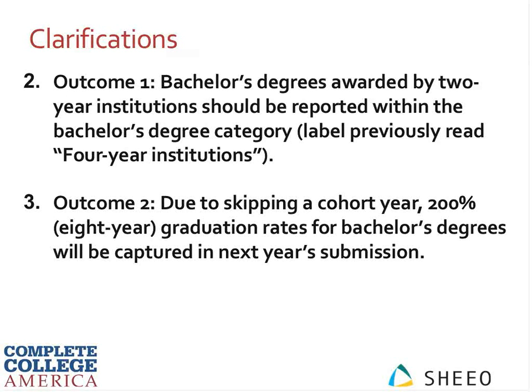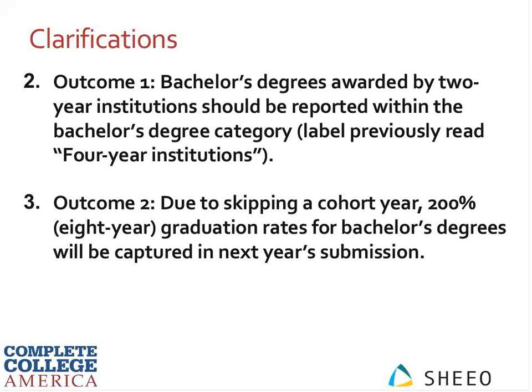Most of the rest of the changes are by way of clarification rather than anything big. The first one, for instance, is quite small. In the Outcome 1 measure, the bachelor's degrees that are awarded by 2-year institutions should be reported within the bachelor's degree category. Previously, we had labeled that category 4-year institutions, and I have some concerns that people weren't putting the data in then because we had labeled it that way, so just changing that label.